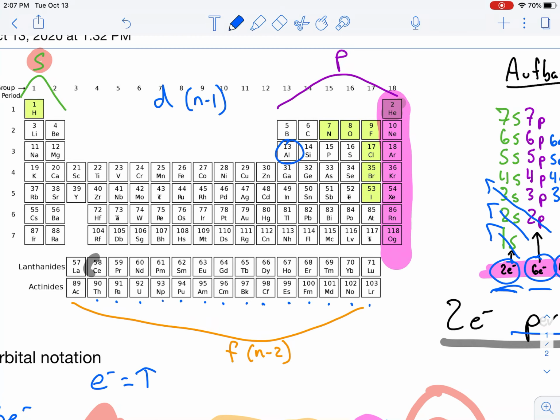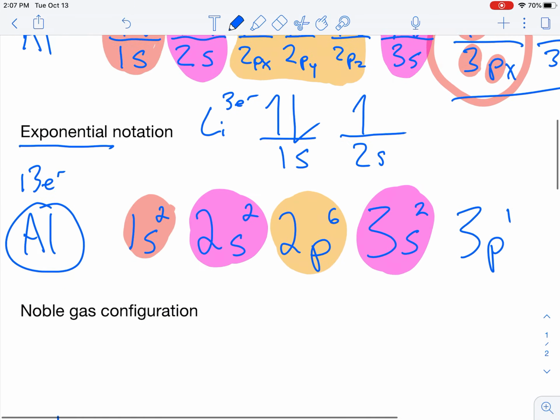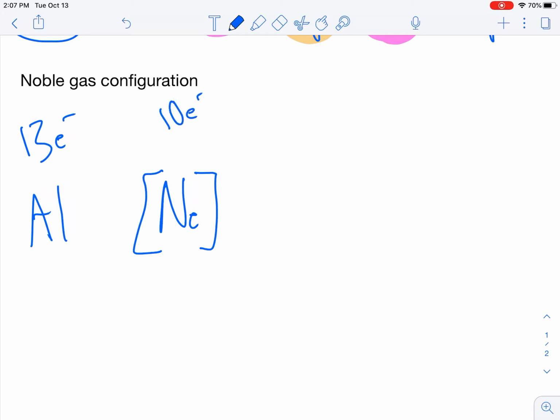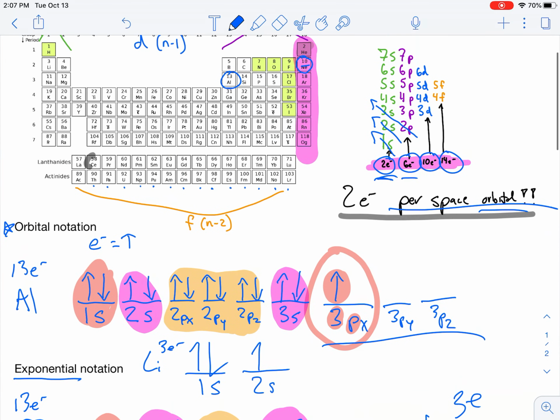And we're looking for the noble gas that comes before aluminum. Here it is, neon. Notice how neon has 10 electrons. For noble gas configuration, I need to show my 13 electrons. I'm going to put neon in brackets. By putting neon in brackets, I'm showing those 10 locations for the electrons. Now all I have to worry about is the electrons that come after neon.